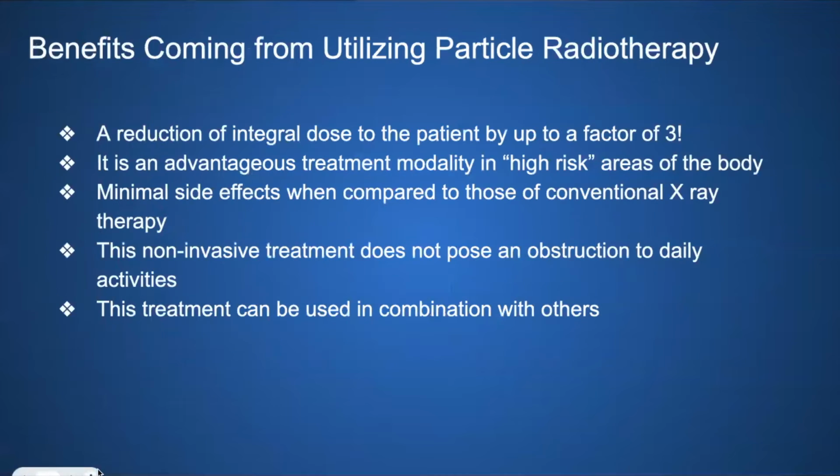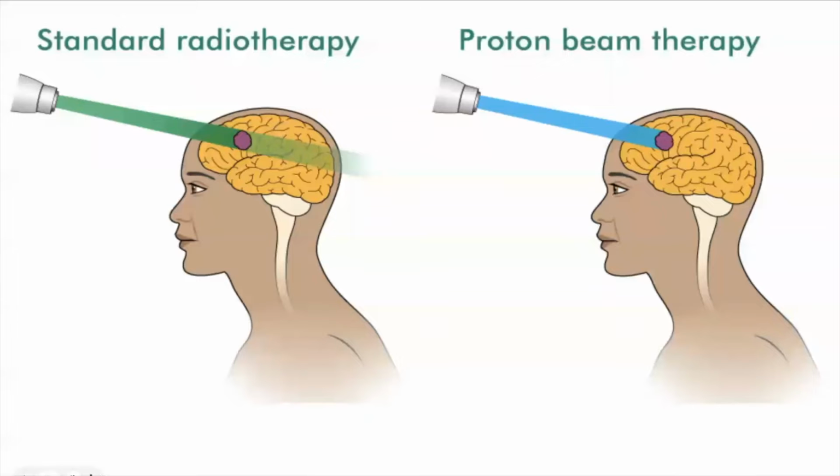So let's discuss the benefits coming from utilizing particle radiotherapy. There's a reduction in the integral dose of a patient of up to a factor of 3. So let me go ahead and simplify that by introducing the topic of entry and exit doses. Here on this side of the screen, you can see that it says standard radiotherapy. So this is your conventional X-ray therapy with photons. And on this side of the screen, you see proton beam therapy. So this is your charged particle therapy.